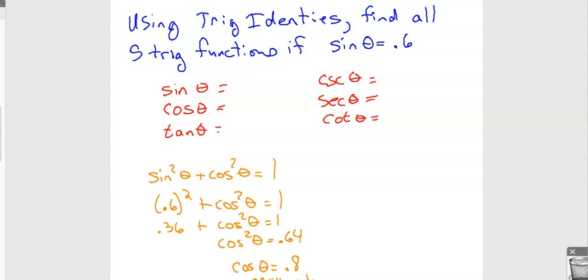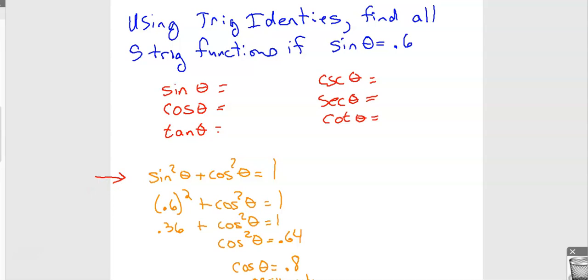So using trig identities, find all 5 trig functions if sine of theta is 0.6. Now, there's a couple ways to do this. There's 3 ways I can think of right off the top of my head. But they ask us to use trig identities to do this. So to use trig identities, it comes down to this. This is a trig identity: sine squared plus cosine squared equals 1.